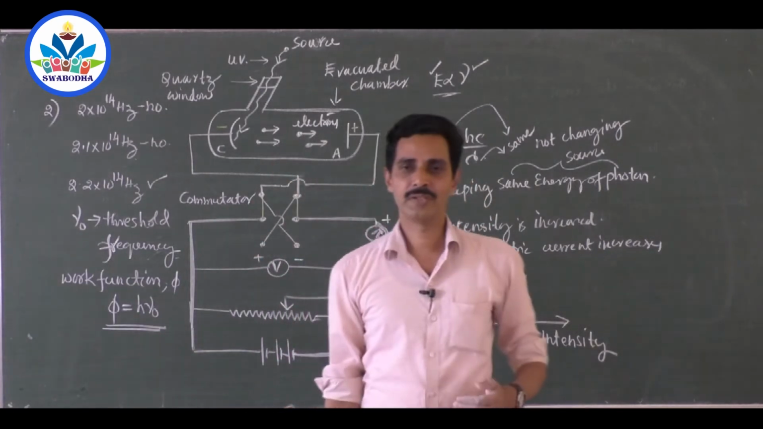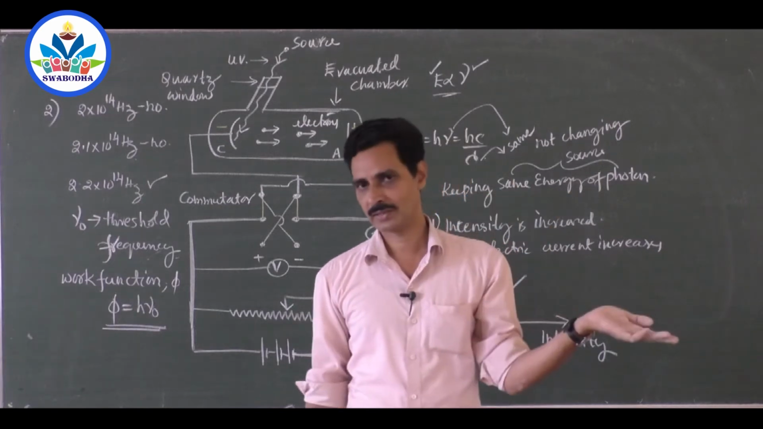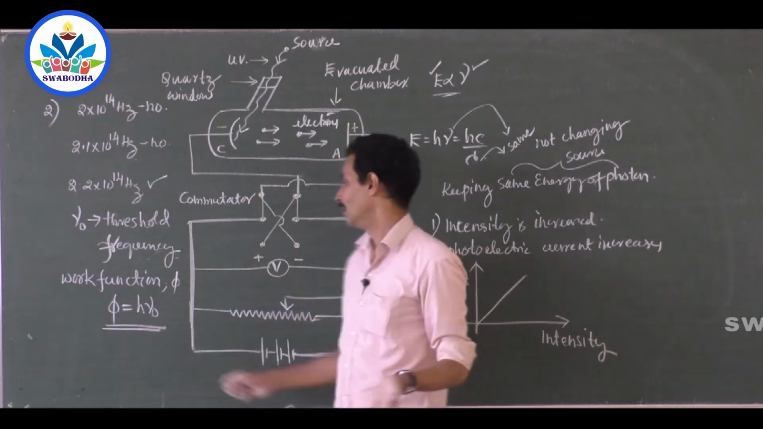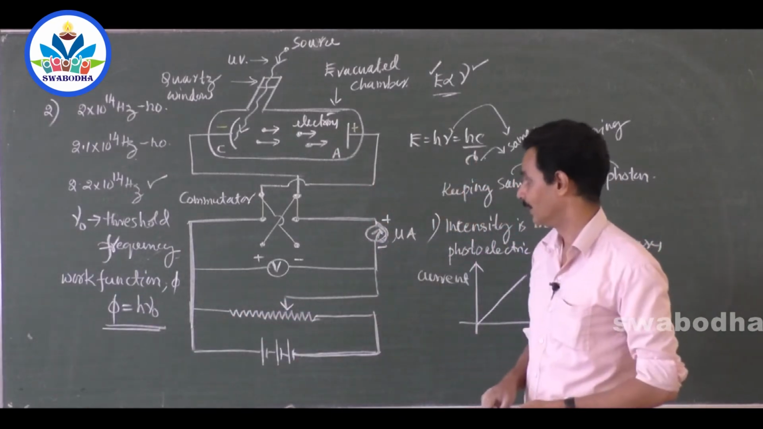So below the threshold frequency, photoelectrons are not emitted. Above the threshold frequency, photoelectrons are emitted. But if you go on increasing the frequency from threshold, photoelectric current doesn't change. Okay? Right.